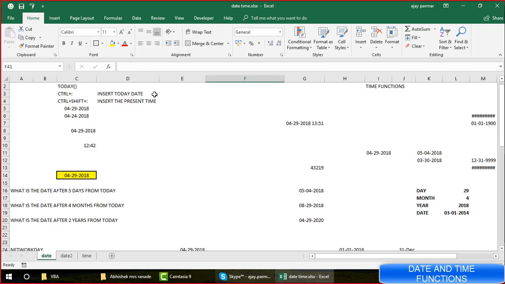So this was a very small session on the date and the time, but this is all you should know when you deal with the dates and the time.